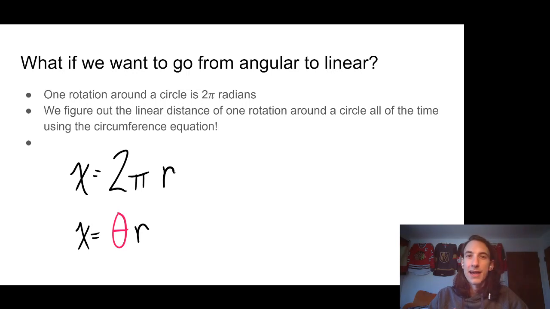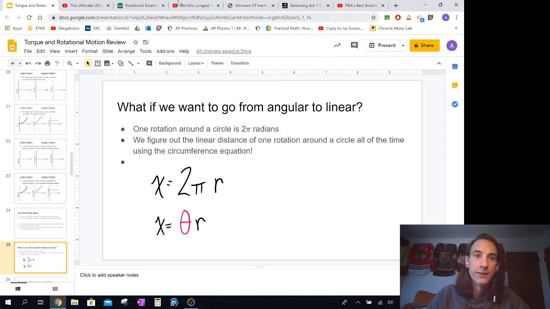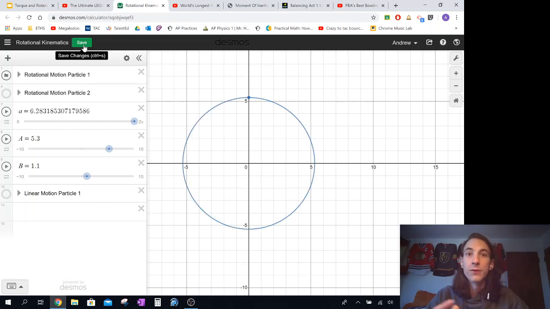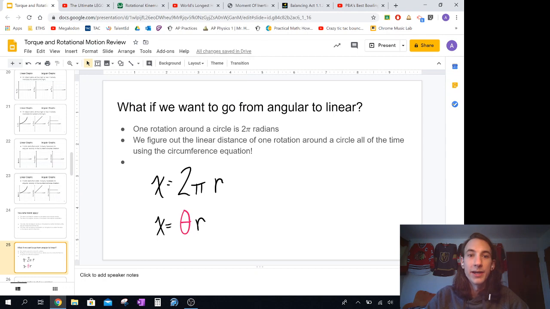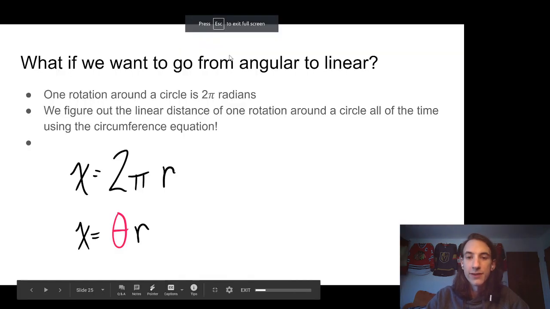We do that a lot in math ever since, I don't know, whenever you learn about circumference. You do that in math. So you do it a bunch, but you're not thinking about what you're actually doing. So if we think about going one rotation around a circle, we learn in math class that one rotation is equivalent to 2 pi radians.